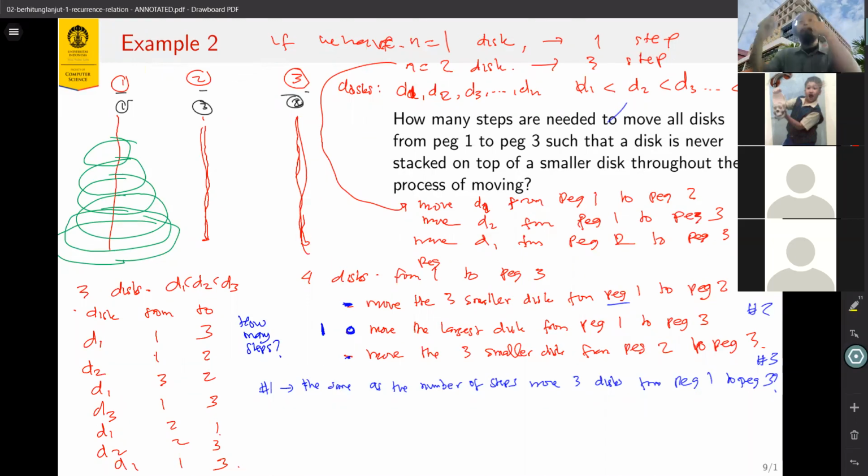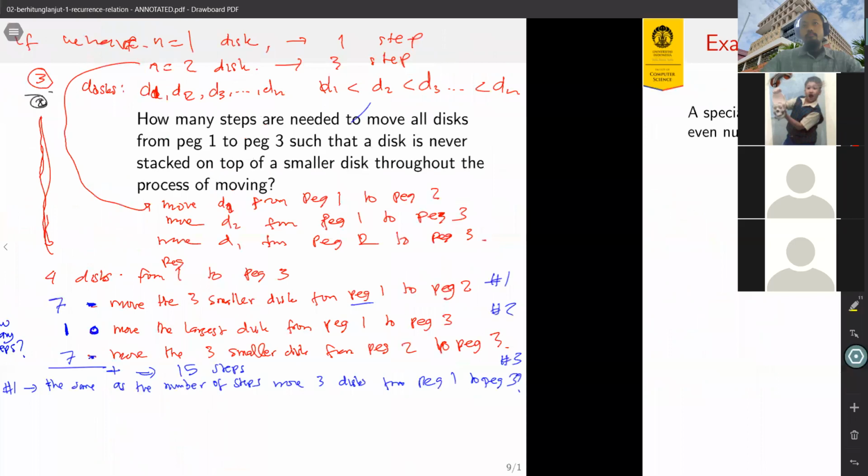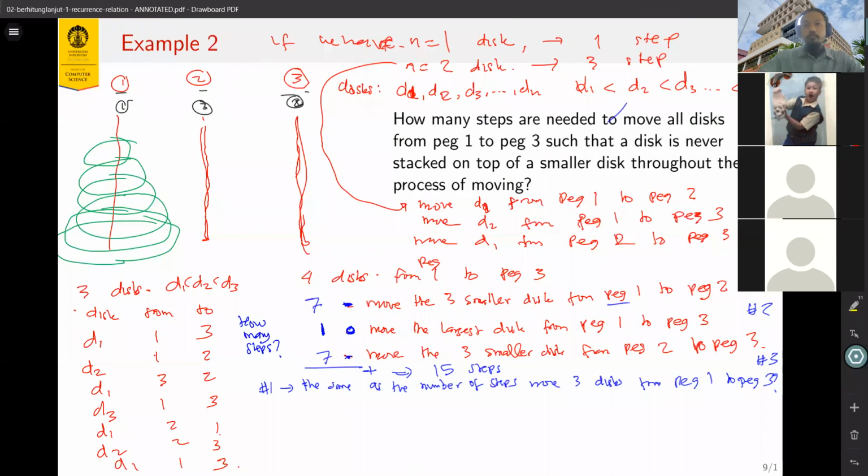So that means we need how many? Well, this has to be 7. And similarly, this has to be 7. So in total, we have 15 steps. Any question?